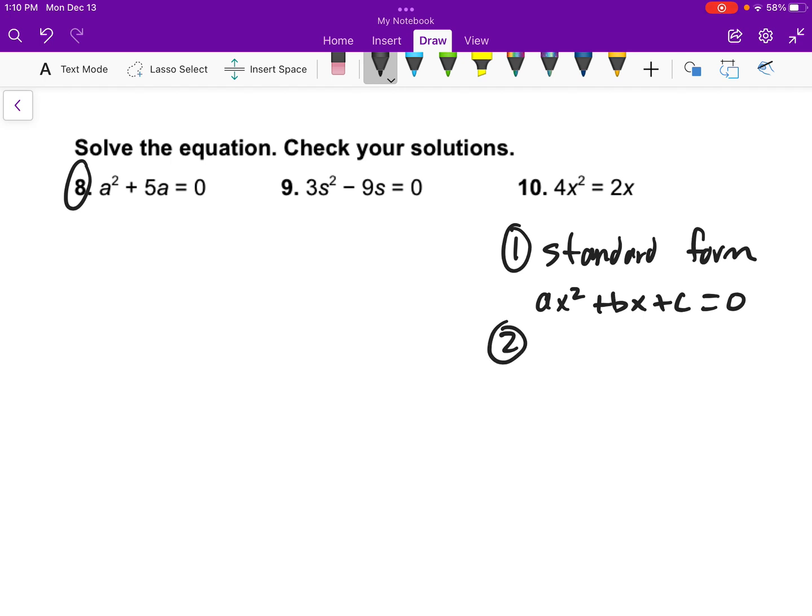The second step is to factor. Let's go back up to that example 8 and factor it. Well, I could take a common factor out of both of those. I could factor out an a. So I have a times a plus 5.